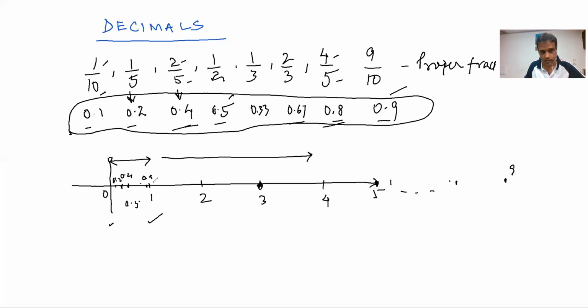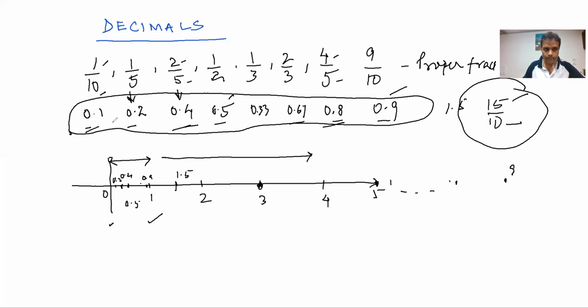The moment it is on the right hand side, it will no more be a proper fraction. If it is 1.5, say, 1.5 is always an improper fraction. 1.5 can be written as 15 upon 10, where the numerator becomes bigger than the denominator. This is what an improper fraction is. So improper fractions will always figure on the right hand side of 1, but all the decimals starting from 0 will be between 0 and 1.